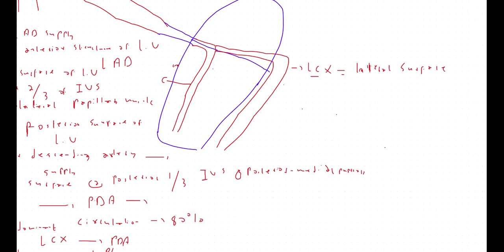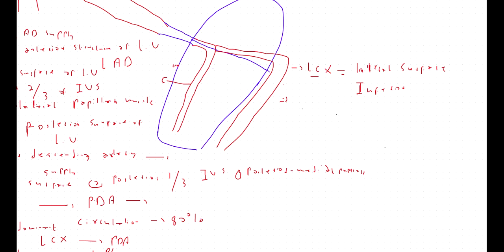Now coming to the inferior surface. What arteries supply the inferior surface of the left ventricle? Anyone? Sir, I have a question. Yeah, sure. Is the obtuse marginal artery a branch of the LCX, or a branch of the left coronary artery, or a bifurcation of the left coronary artery? Good question. Obtuse marginal is a branch. I was about to come to that at the end.